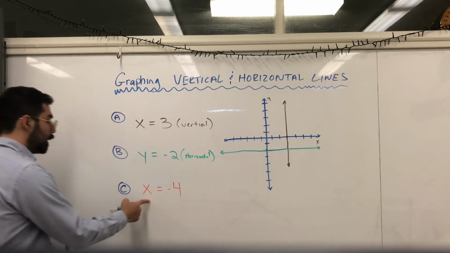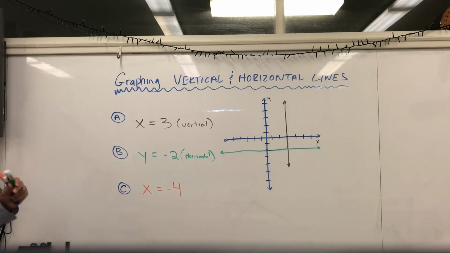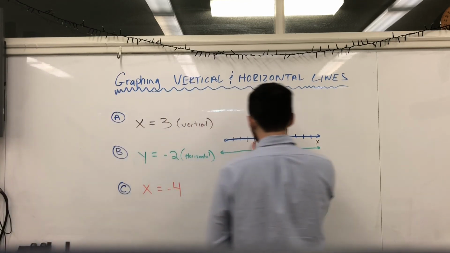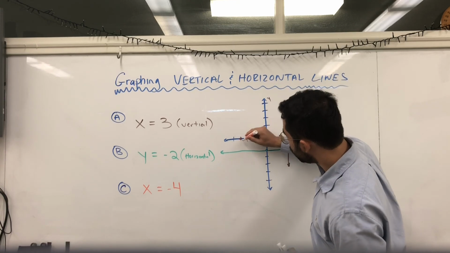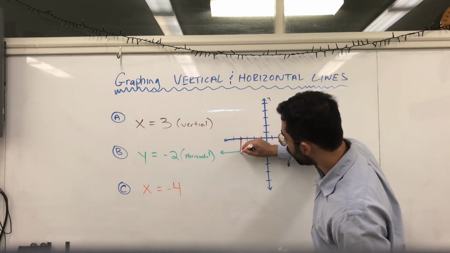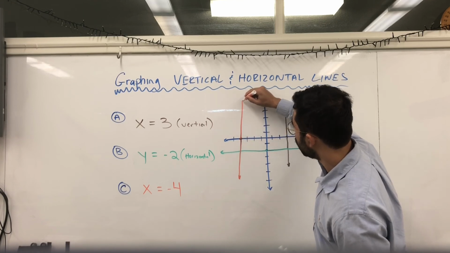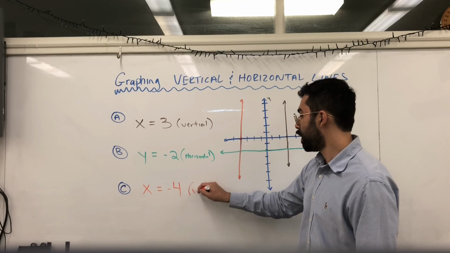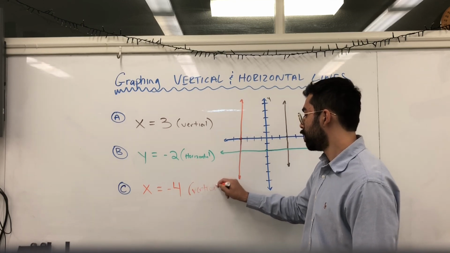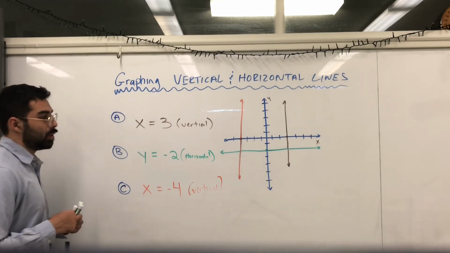And lastly, our orange, x is equal to negative 4. That means it's going to cross our x-axis. You got that, right? Negative 1, negative 2, negative 3, negative 4. It would be right here. And again, that's a vertical line crossing here. So that would be how you essentially graph each of these vertical and horizontal lines that we have here.